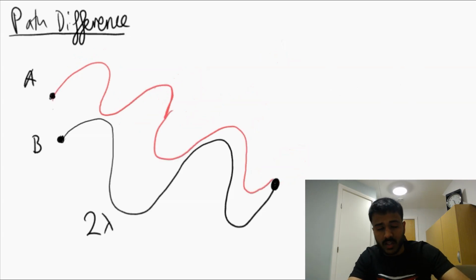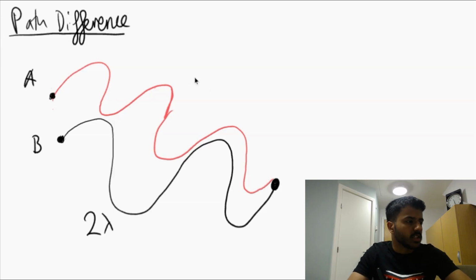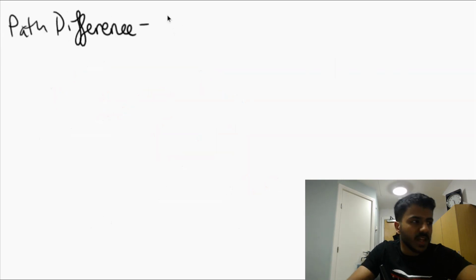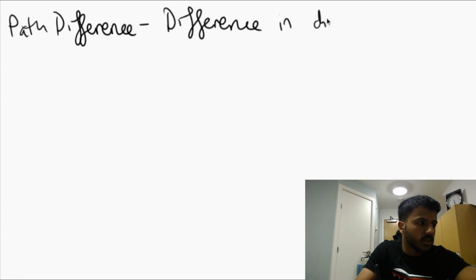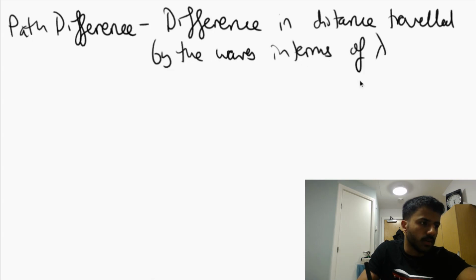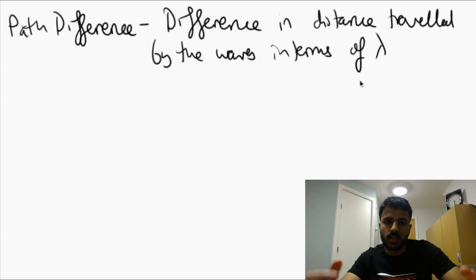Now in this final case, you can see that the distance traveled by the black wave is 2 lambda, and the distance traveled by the red wave is 3 lambda. So the path difference in this case is equal to lambda. So we can say that the path difference is the difference in the distance traveled by the waves in terms of lambda, or in terms of the wavelength.